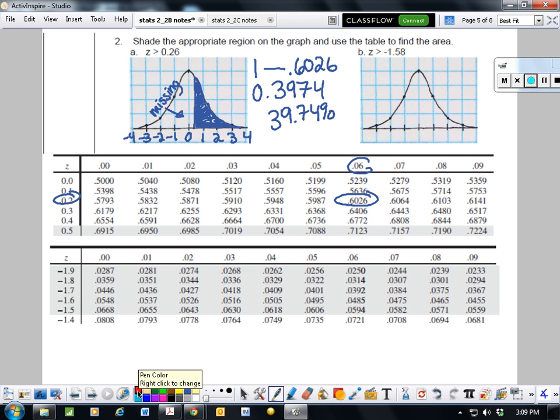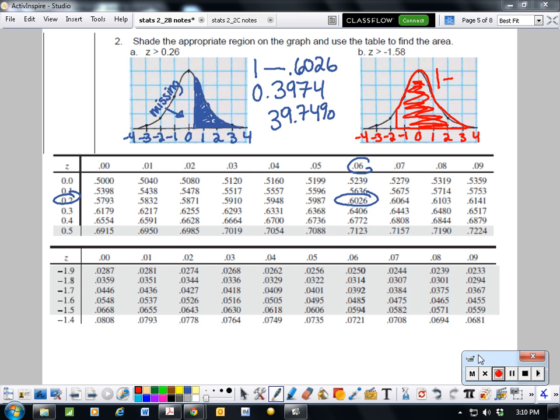Okay, so for our next one, we're looking at greater than negative 1.58. So 1.58, and we want it to be greater than that. Because it's greater than, we're going to do 1 minus the missing portion. Because our table only tells us less than, so if we want greater than, we do 1 minus the missing portion.